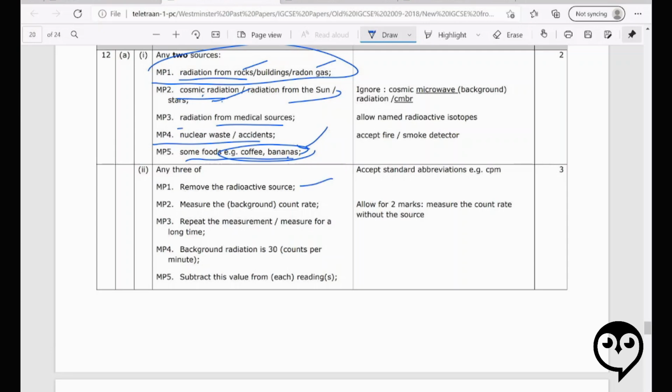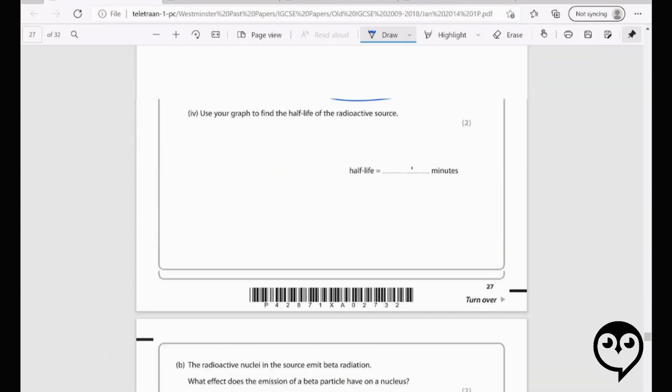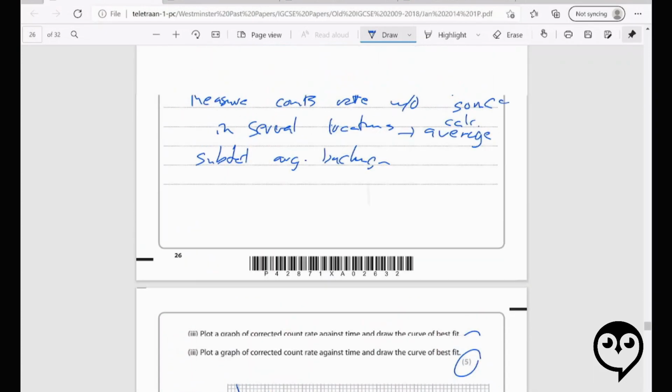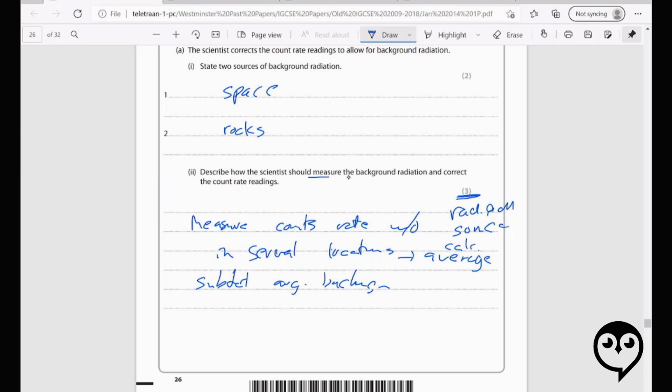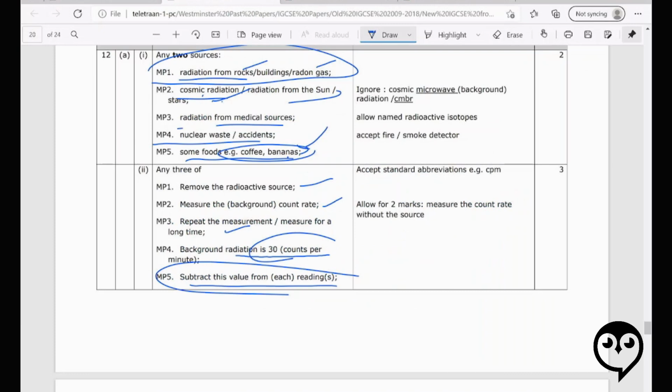Remove the radioactive source. We said measure the background rate. We're going to repeat the measurement. Background radiation is 30. Subtract. So we said to subtract, so you don't have to give a number. They said how should they do it. They never said it was specifically going to be 30, but I think we got the gist of that there.